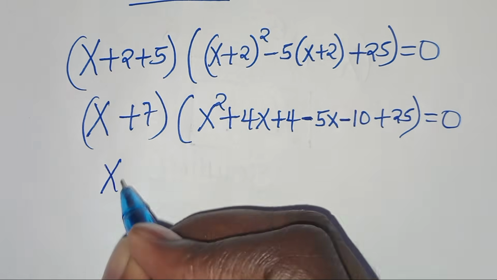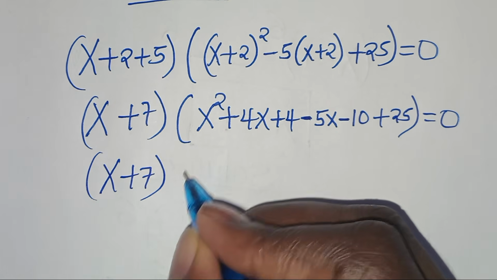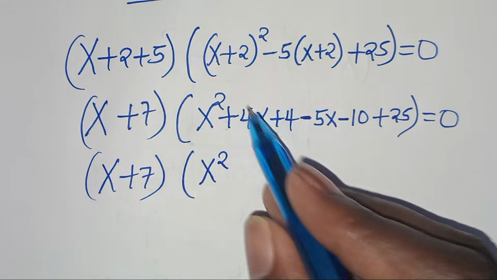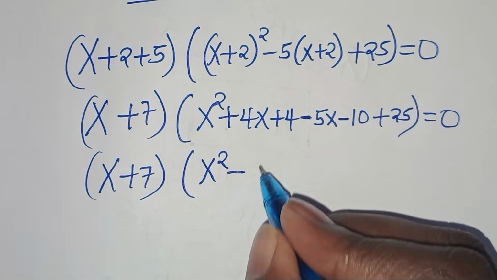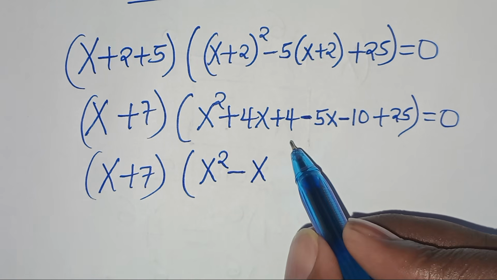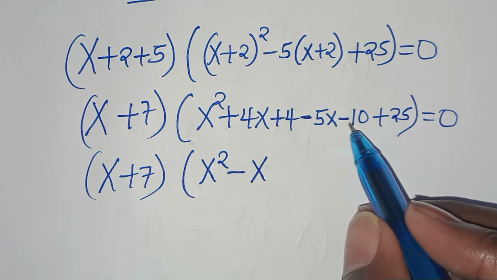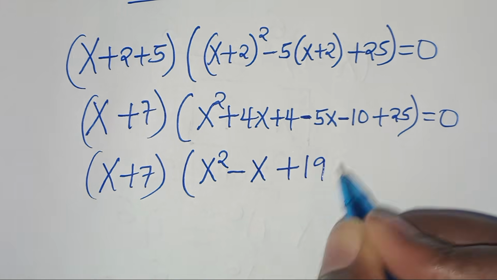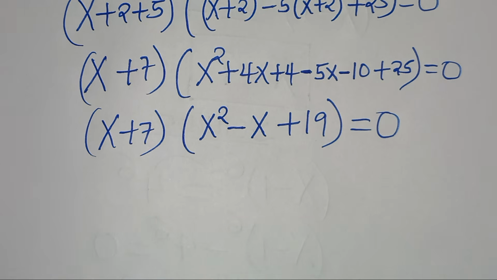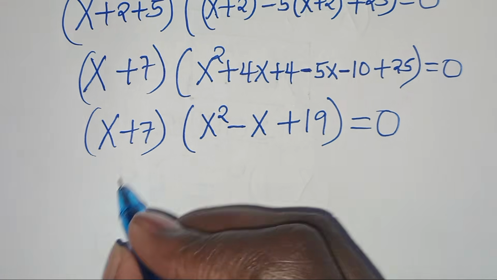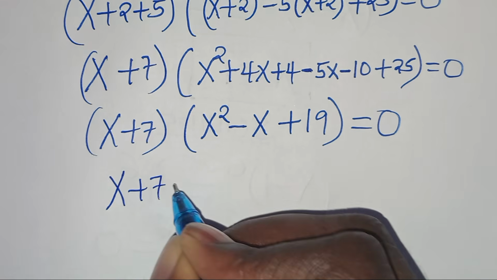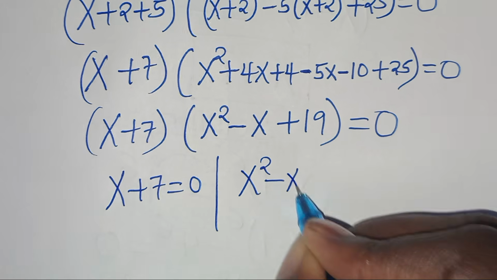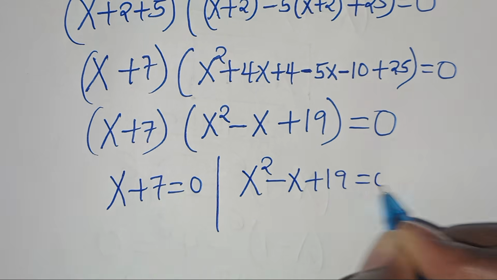So this is (x+7) times the parentheses: x to the power of 2, we have 4x minus 5x, which is negative x. Then we have 4 minus 10, which is negative 6, plus 25, which is plus 19. And this is equal to 0. Now here we have two parts. We have x plus 7 equal to 0, then we have x squared minus x plus 19 equal to 0.